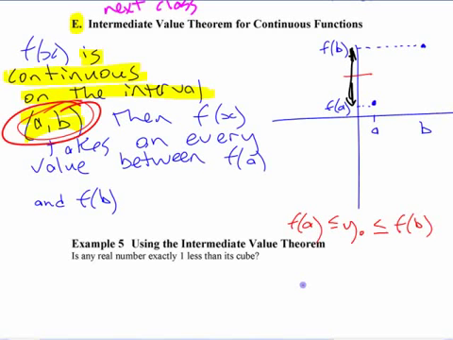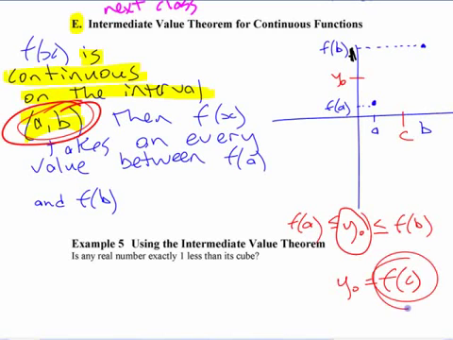Well, you had no problem with that? They're saying the same thing a different way. If you pick some random y value and call it y0, there has to be a c value in there where y0 equals the function value. There has to be some c value where the function of that c value is that particular y value. Pick any height here, there has to be some x value in there where the function hits that.